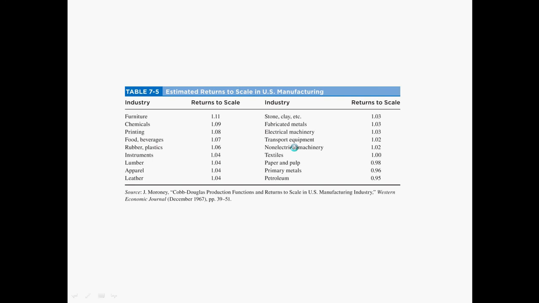This is empirical work estimating returns to scale. So furniture, chemicals, printing, some of these have relatively high returns to scale. We move down, and some of these actually have less than 1. So a few industries where you actually see decreasing returns to scale, according to this data. But more often, positive returns to scale. This is rather old, 1967. It'd be interesting to see what it would be now.